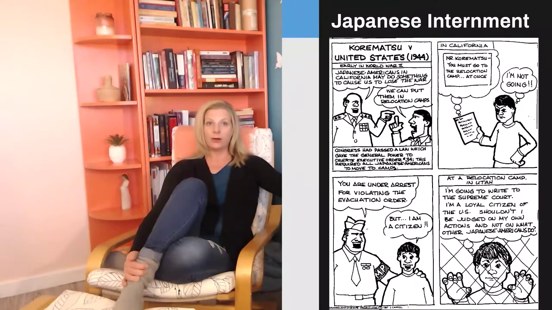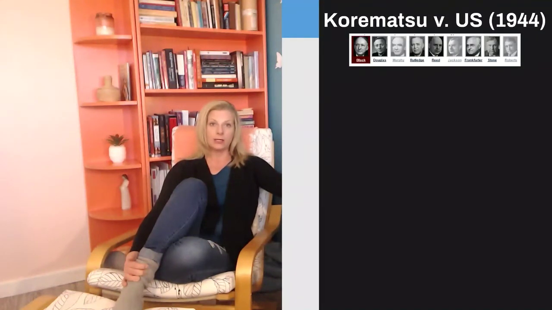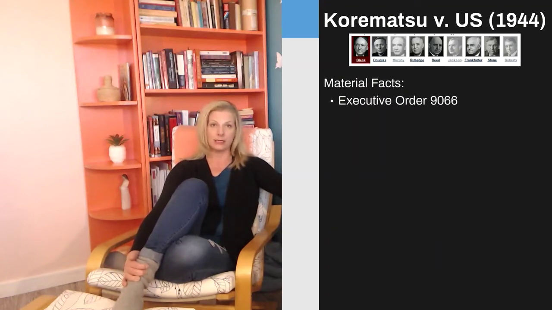Moving forward to the Japanese internment, the key case in the Supreme Court is Korematsu versus United States. The case was decided in 1944. The material facts are like this. Executive Order 9066 actually started the Japanese internment. And Korematsu violated the enforcement order number 34.